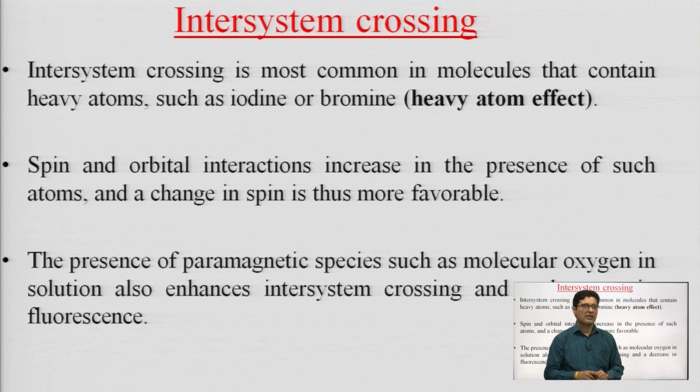On the other hand, the presence of any paramagnetic species also increases the chances of intersystem crossing, for example, oxygen. Molecular oxygen in solution generally enhances intersystem crossing, and it promotes the transition from the singlet to the triplet state, and hence it decreases the fluorescence, but it increases the phosphorescence, because emission from the triplet to the ground state is phosphorescence.